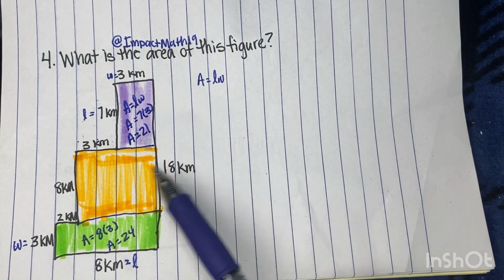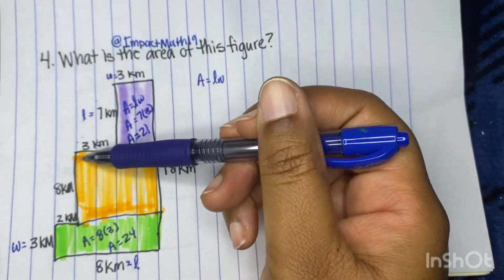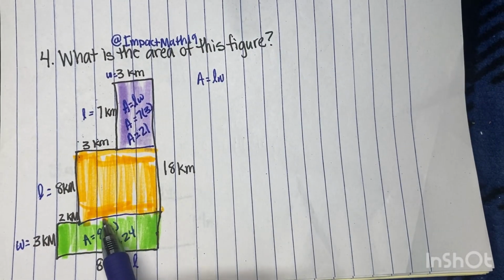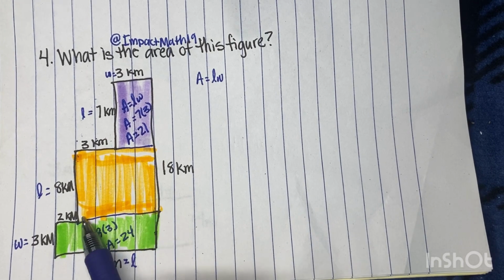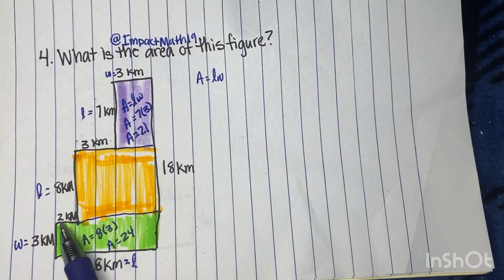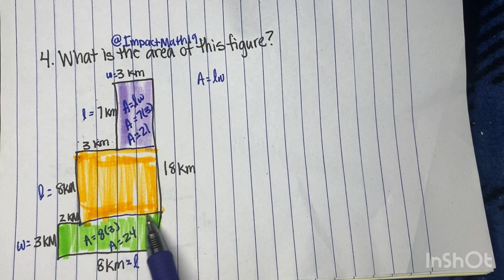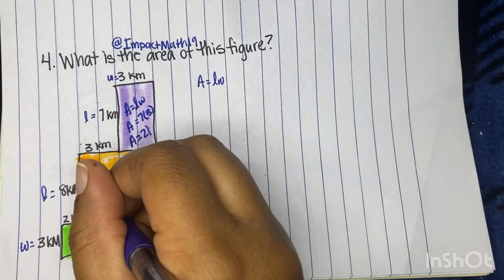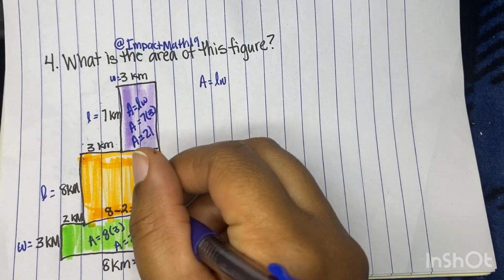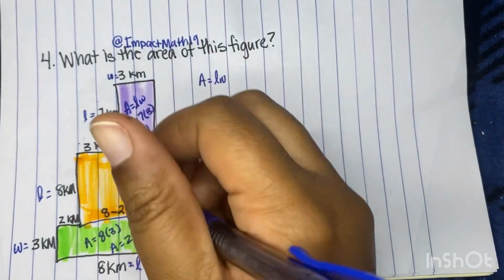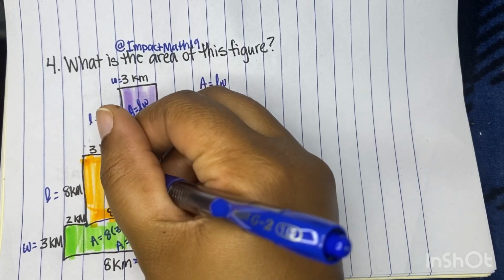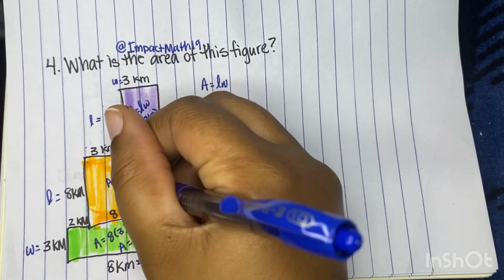Now this one is probably the hardest to find. So we see our length here is 8, but we need to find out how much of this width exists here. Remember, this total width down here is 8. Now you see this 2 centimeters? In order for us to find how much is left here, we need to do 8 minus 2, and that's going to give us 6 centimeters. So our area is going to be 8 times 6, and that should give us 48.